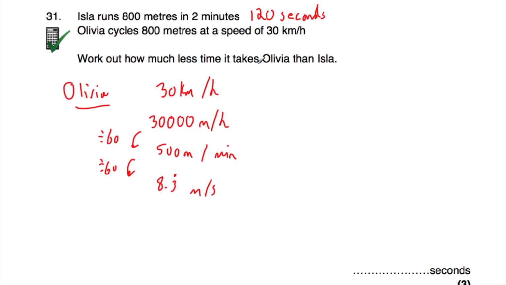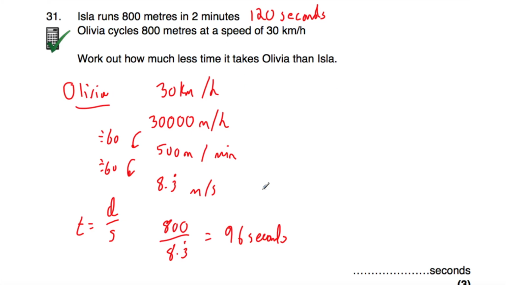Now we want to work out how much time it's going to take her. So the time's equal to the distance traveled divided by the speed. So the distance is 800 meters and we're going to divide that by 8.3 recurring, the speed. And when we do that, we get an answer of 96 seconds. So it takes Olivia 96 seconds to cycle the 800 meters, and it takes Isla 2 minutes, which is 120 seconds.